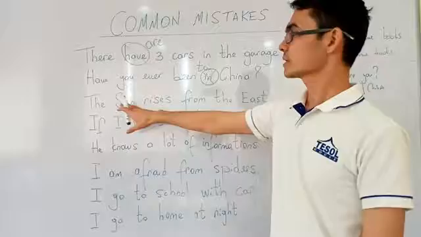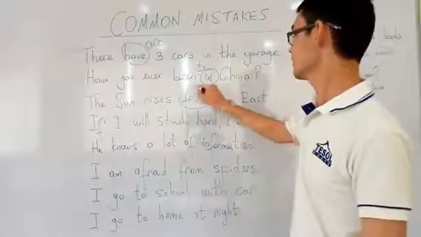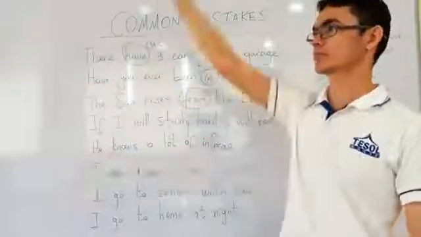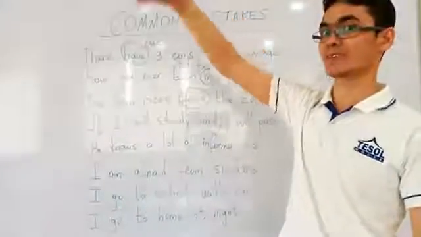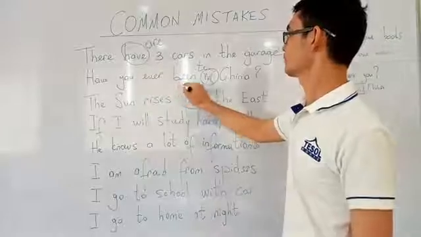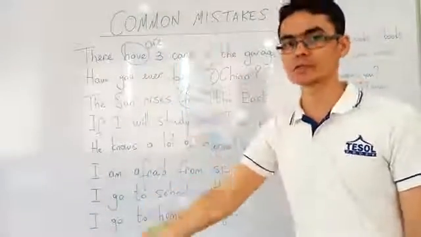In the next example, "The sun rises from the east." The sun rises from the east, okay? It rises, and you can see it rises up and it goes up, okay? But not from the east, okay? We must use, like, in the east, okay? The sun sets in the west.